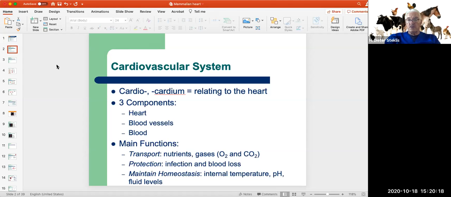It's important for internal temperature regulation. Think also about the regulation of alkalinity or acidity that's in the tissues, what's known as pH. That's very, very important. And of course, it is very important for regulating fluid levels in the body itself. So those are the main functions.